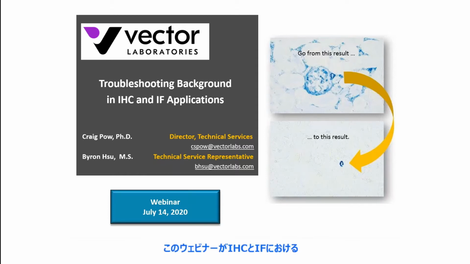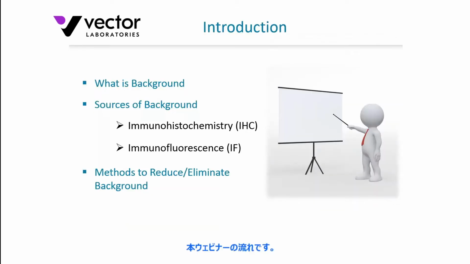I hope you find this webinar informative and certainly helpful, particularly for those of you who are currently struggling with background or that frequently encounter background. So as a bit of an overview, we'll look at what is background for those of you who may be new to the field. We'll look at sources of background you may encounter with immunohistochemistry and immunofluorescence, and we'll look at methods and strategies to help reduce or hopefully eliminate background.